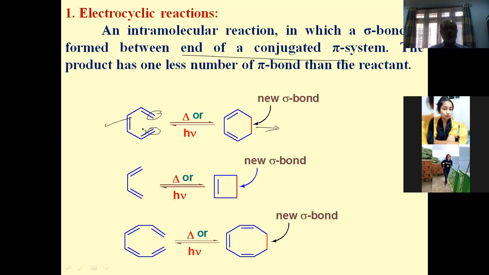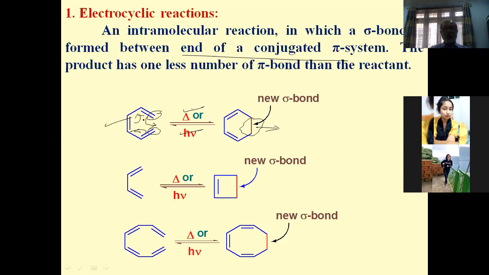Here I did not give this arrow. It can be shown like this: this arrow is going here, and this is forming this pi bond. But writing this type of arrow shifting is not a very correct way of showing it. It forms through a transition state. The reaction may take place under thermal condition, or under photochemical condition. But we will have a new sigma bond formed at the ends, and the resultant product will have one pi bond less than the parent.